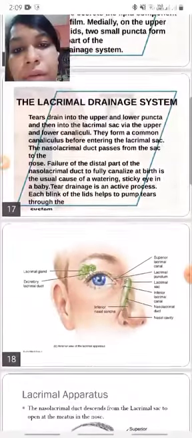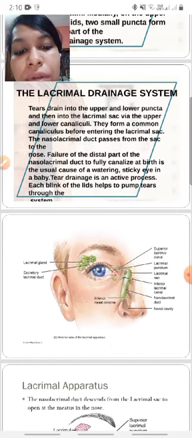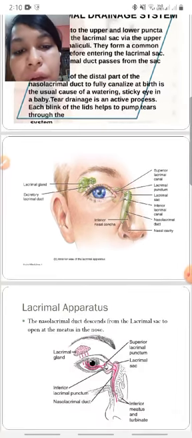Now next, coming to the lacrimal drainage system. So first, the tears are formed by the lacrimal gland, which is present in the lateral portion of the eye, and finally they are drained via the superior lacrimal canaliculus and the inferior lacrimal canaliculus, both of which join into a common canaliculus and drain into the lacrimal sac, and finally into the nasolacrimal duct, which opens into the inferior nasal meatus of the nose.